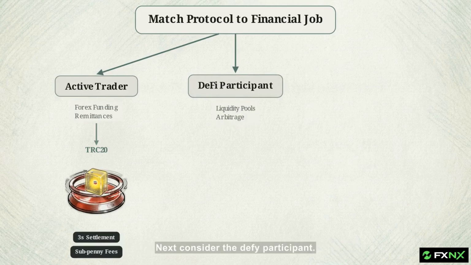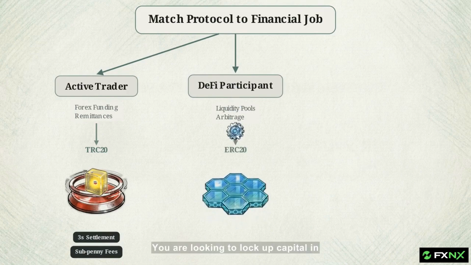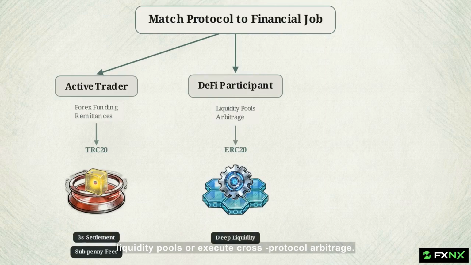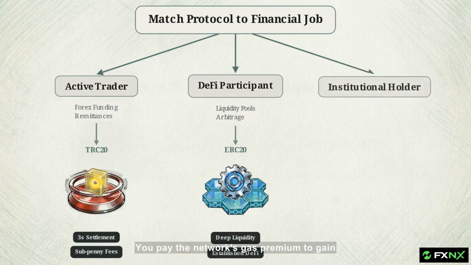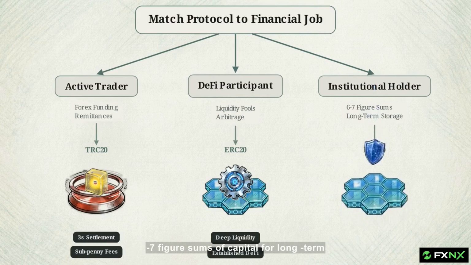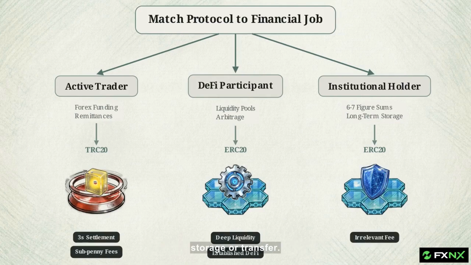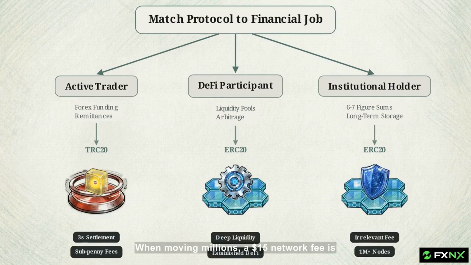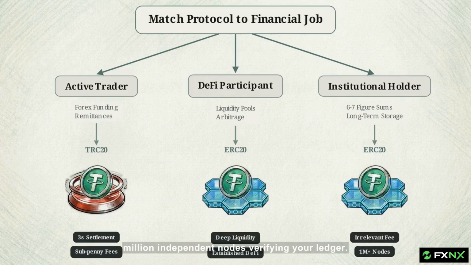Next, consider the DeFi participant. You are looking to lock up capital in liquidity pools or execute cross-protocol arbitrage. Your choice is ERC20. You pay the network's gas premium to gain native access to the deep liquidity and established infrastructure of decentralized finance. Finally, consider the institutional holder, managing massive 6- to 7-figure sums of capital for long-term storage or transfer. You also want ERC20. When moving millions, a $15 network fee is irrelevant. The priority is the security provided by 1 million independent nodes verifying your ledger.